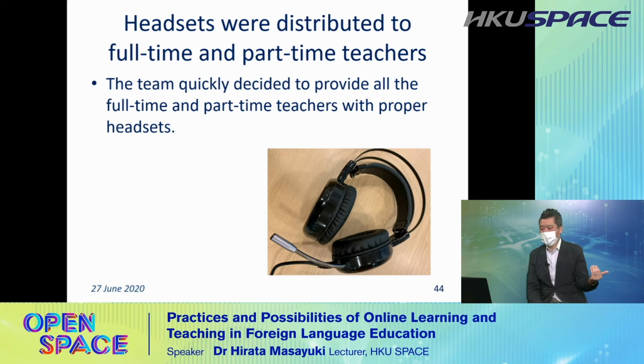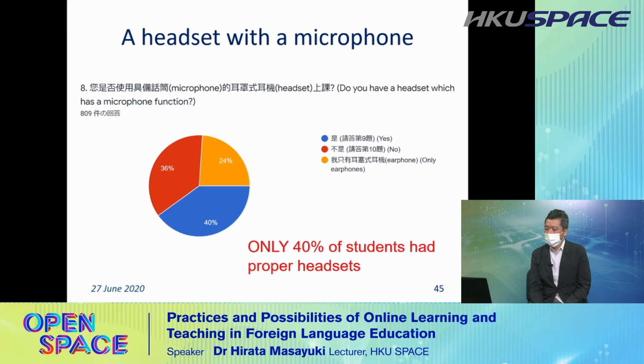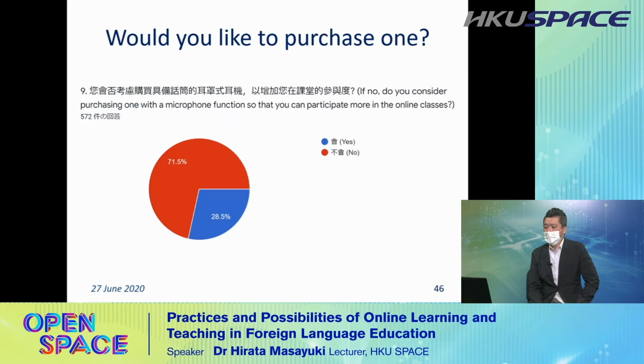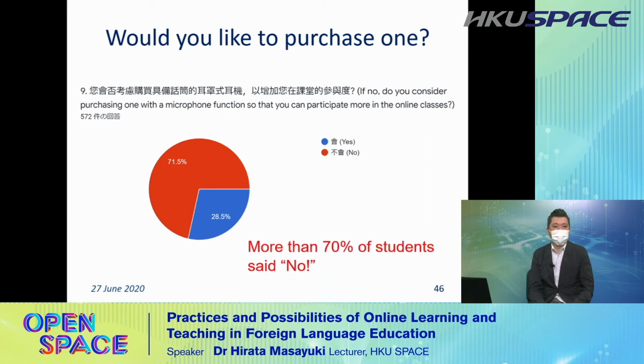On the teacher side, the team quickly decided to provide all the full-time and part-time teachers with proper headsets. That was a great procedure for us, but we cannot possibly provide all the students with headsets and microphones. According to this questionnaire, only 40% of students had a proper headset with a microphone function. A lot of them only had earphones. We further asked, would you like to purchase a proper headset so that you can participate more in the classroom? And 17% of students said no to this question.